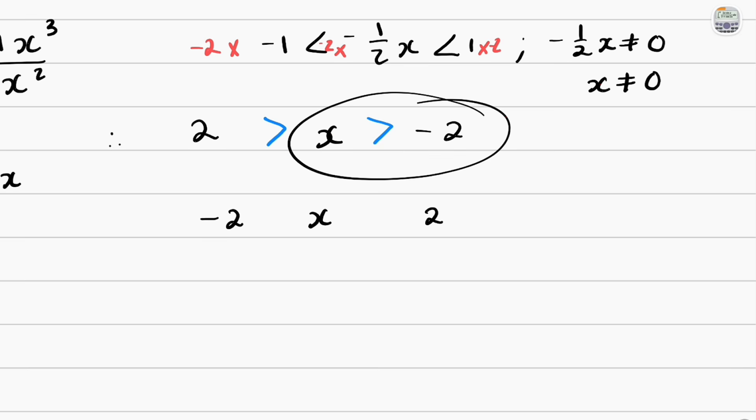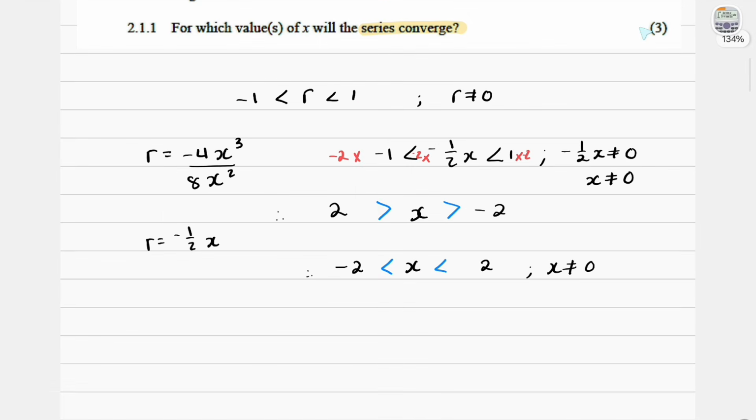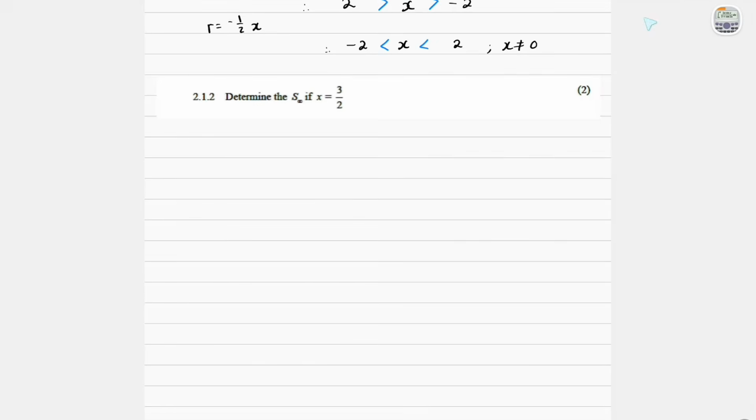X versus -2, do you see that the inequality faces the x? So draw it facing the x. And again, same thing over here, x versus 2, draw it facing the 2. So we're still saying x needs to be greater than -2, but less than 2, but x must not be equal to 0. And that is our answer. Moving on to the next question.